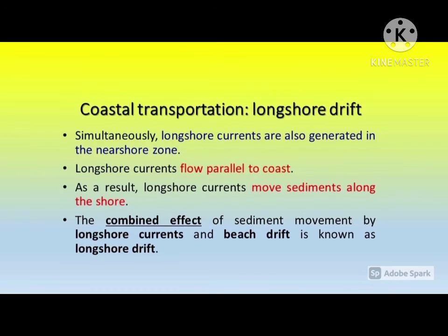Simultaneously, longshore currents are also generated near shore. They run parallel to the coast, so they move sediments along the coast as well. So together, longshore current and beach drift combine to form longshore drift.